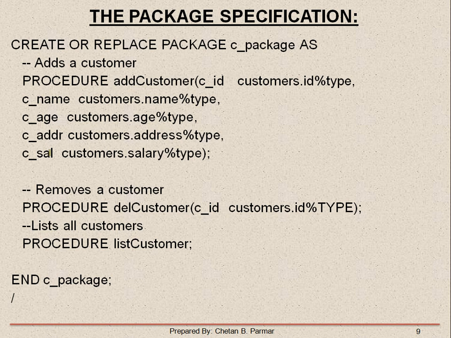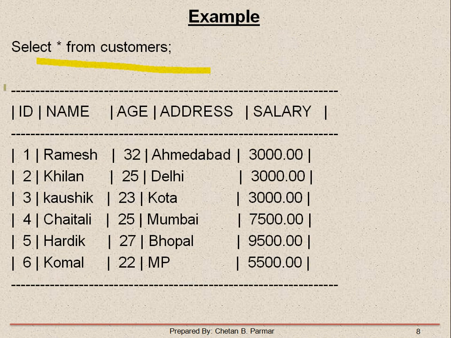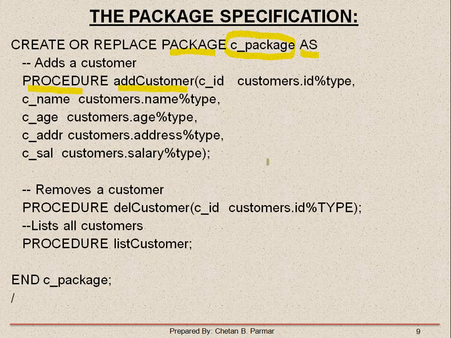Now here I am creating a package specification. So create or replace package. My package name is c_package. Then the AS keyword. Here I am creating a first procedure for adding a customer, so I am performing an insert operation. The procedure name is add_customer, and our table has 5 fields, so I am using 5 parameters, and all are %type using table name and field name.